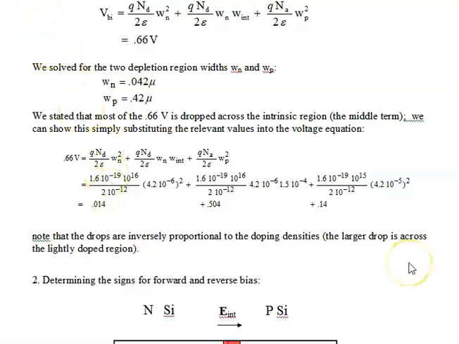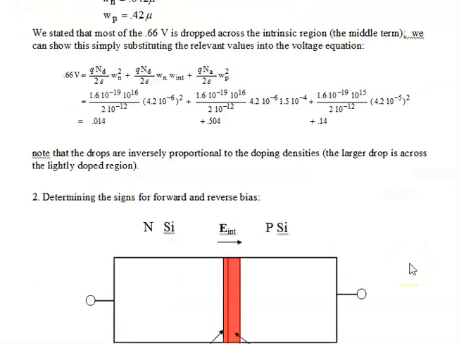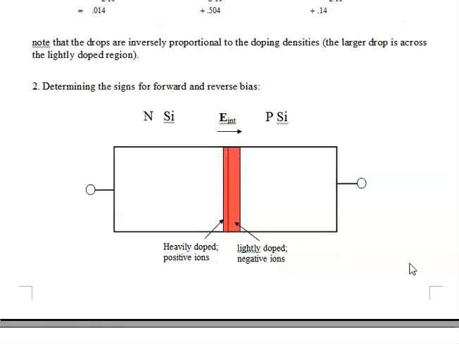Okay, so the next loose end that we'll be covering is how do we determine the sign for forward and reverse bias. So I'm going to give a little bit of a trick on how to do that. It's quite logical, and hopefully it'll make sense.